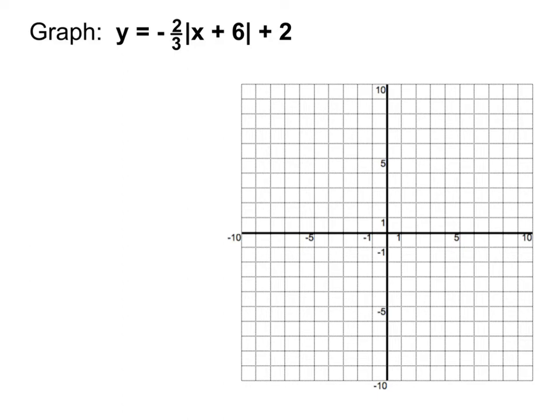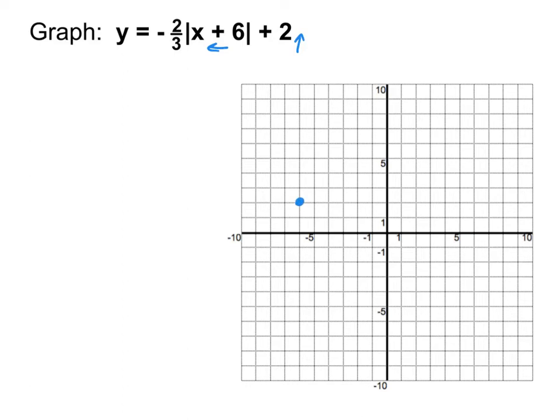All right, so let's go ahead and actually now do this one. So first up, I'm always going to want to put my vertex at the point where the shifts have moved the vertex. So the +6 is going to move everything to the left 6. The +2 will move everything up 2. So my vertex is going to be right here at -6, 2.